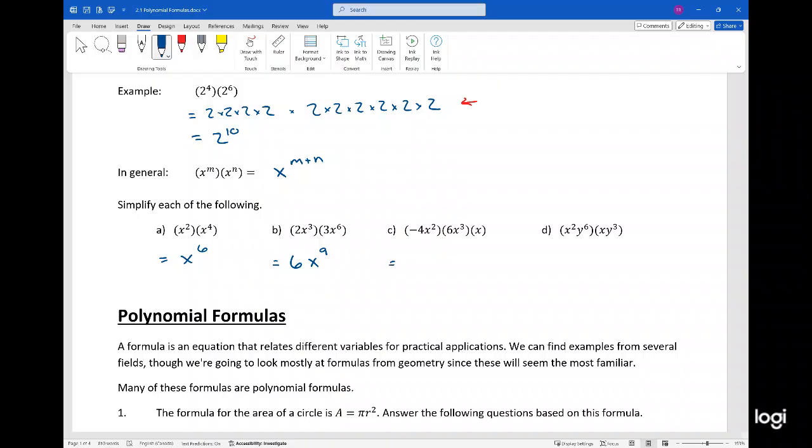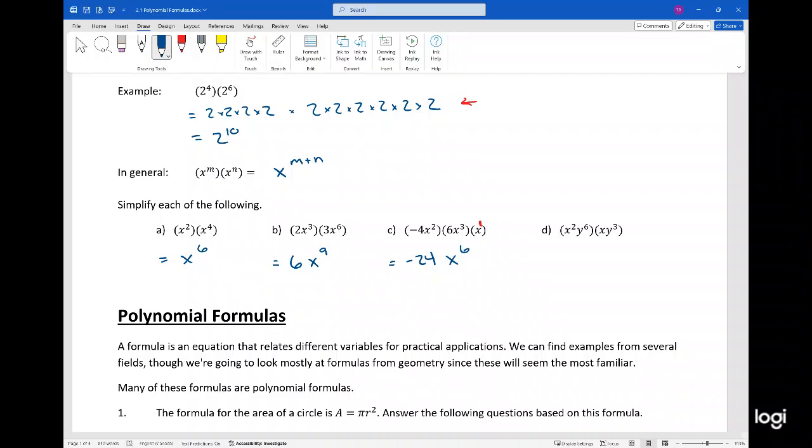Similarly here, I can do the coefficients first. Negative 4 times 6 is negative 24. And now I have to add the exponents. Be careful on this one. A lot of people will say, well, there's an exponent of 2 and an exponent of 3 and no exponent, so 2 plus 3 is 5. But remember that a variable with no exponent is really to the exponent of 1. So we have to add 2 plus 3 plus 1, which is x to the exponent of 6.